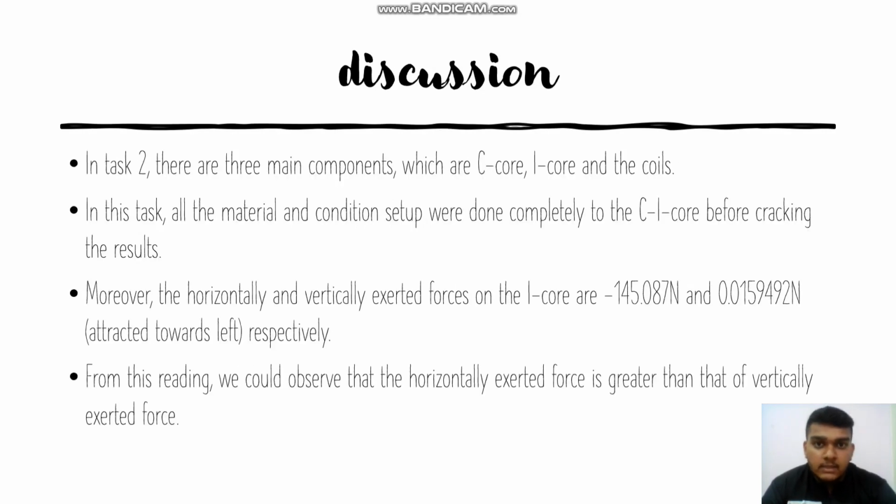Next, the discussion. In task 2, there are 3 main components, which are C core, I core, and the coils. In this task, all the material and condition setup were done completely to the C to I core before cracking the result. Moreover, the horizontally and vertically exerted forces on the I core are negative 145.087 Newton and 0.0159492 Newton attracted toward left, respectively. From this reading, we could observe that the horizontally exerted force is greater than that of vertically exerted force.